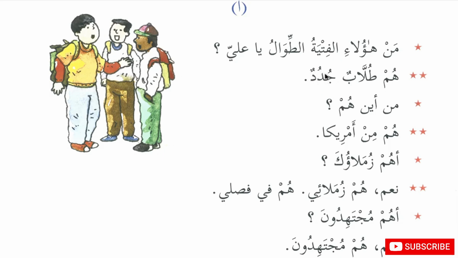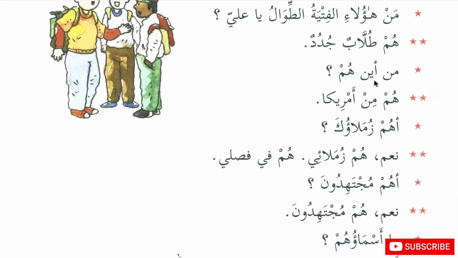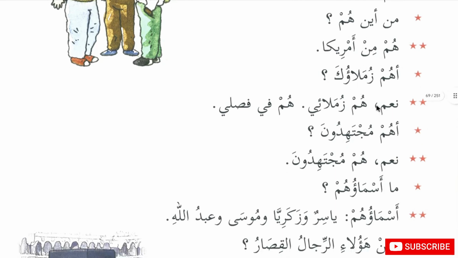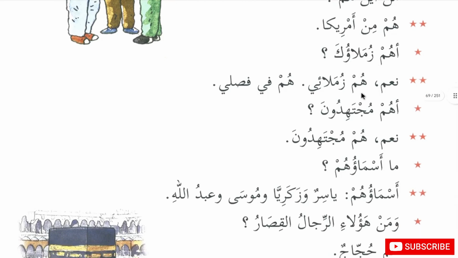Judadun is the plural of jadid, which means new, male plural. So they are new students. Min aina hum? Where are they from? Hum min America. They are from America. Ahum zumadauka? Are they your colleagues? Naam hum zumalai. They are my colleagues. Hum fi fasli. They are in my classroom, in my class.